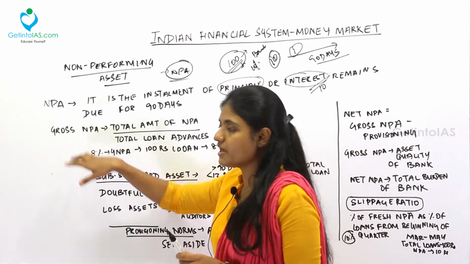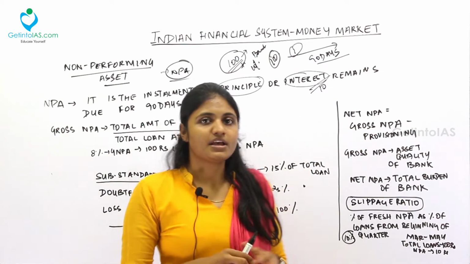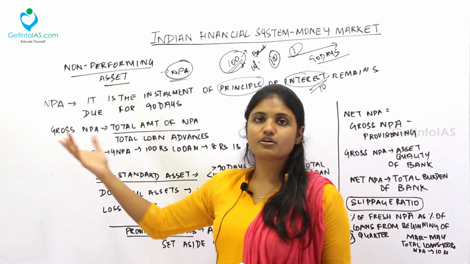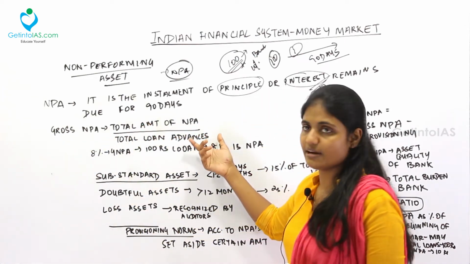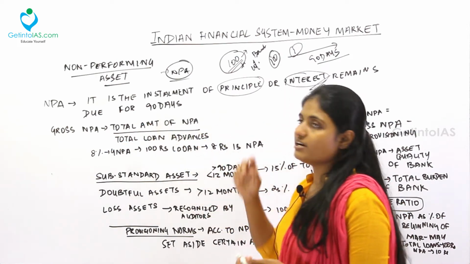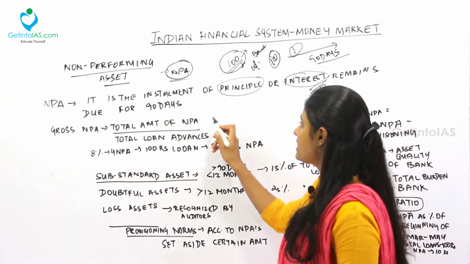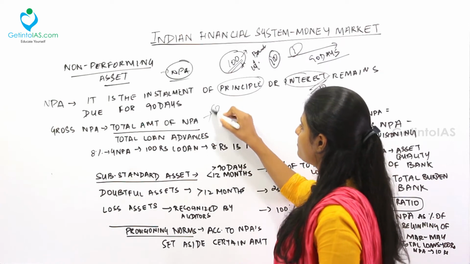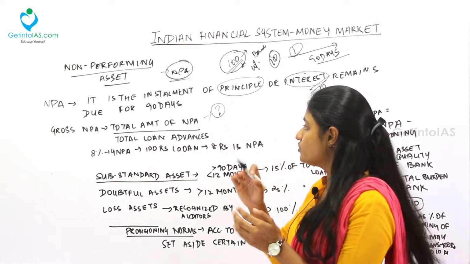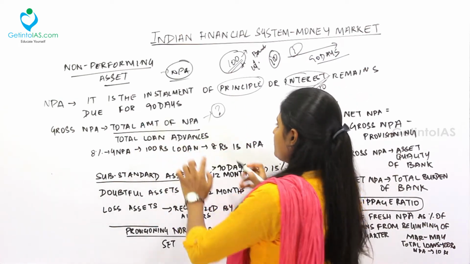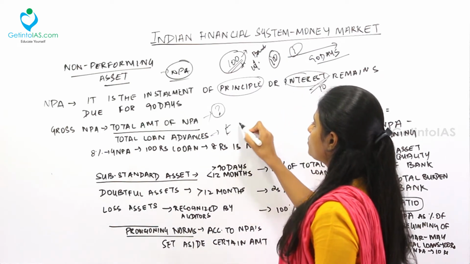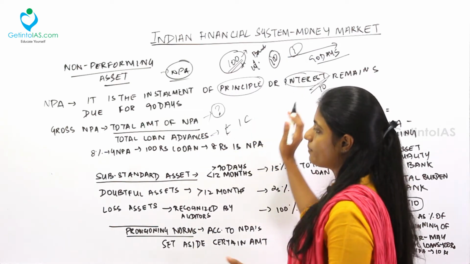One is the gross NPA and the next one is the net NPA. I'll let you all know about the gross NPA. Gross NPA is the total amount of NPA divided by total loan advances. Total amount of NPA is calculated like this: how much amount of NPA each person is withholding. Next, total loan advances is the total amount of loans given to the various individuals, companies or corporates.